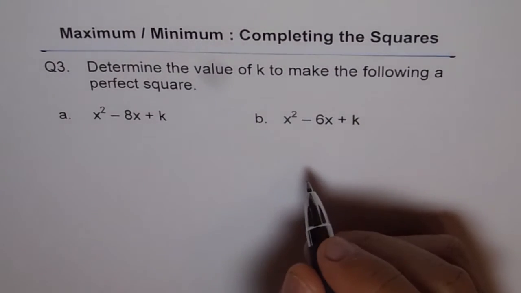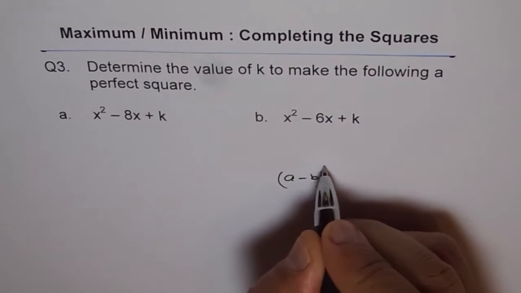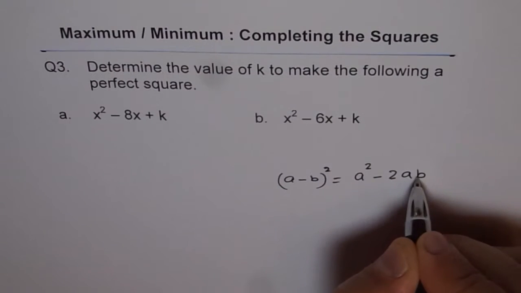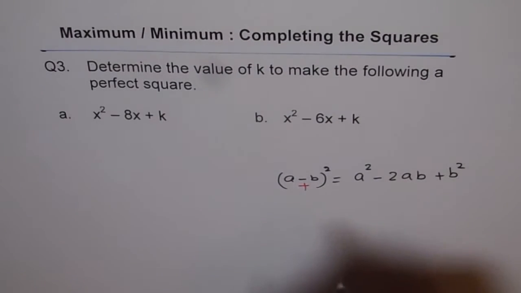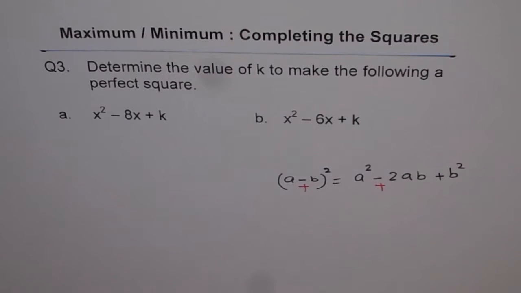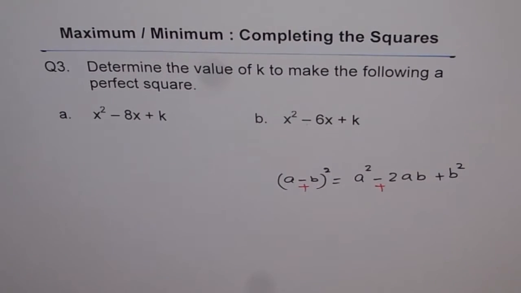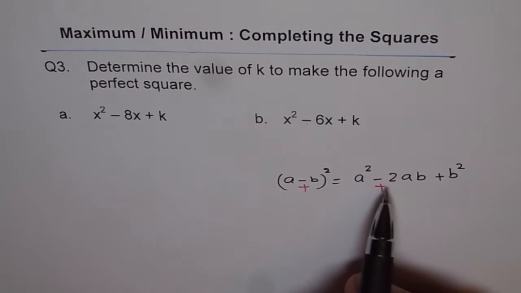Now let me remind you once again, when we say a perfect square, when we say (a minus b) whole squared, it is equal to a squared minus 2ab plus b squared, correct? Well, if we have (a plus b) whole squared, in that case this sign is plus. That is the difference. Now I took a minus b since we have minus here, correct? So we need to find the value of k which will make this a perfect square. So what should be that value? We get that value from here itself.